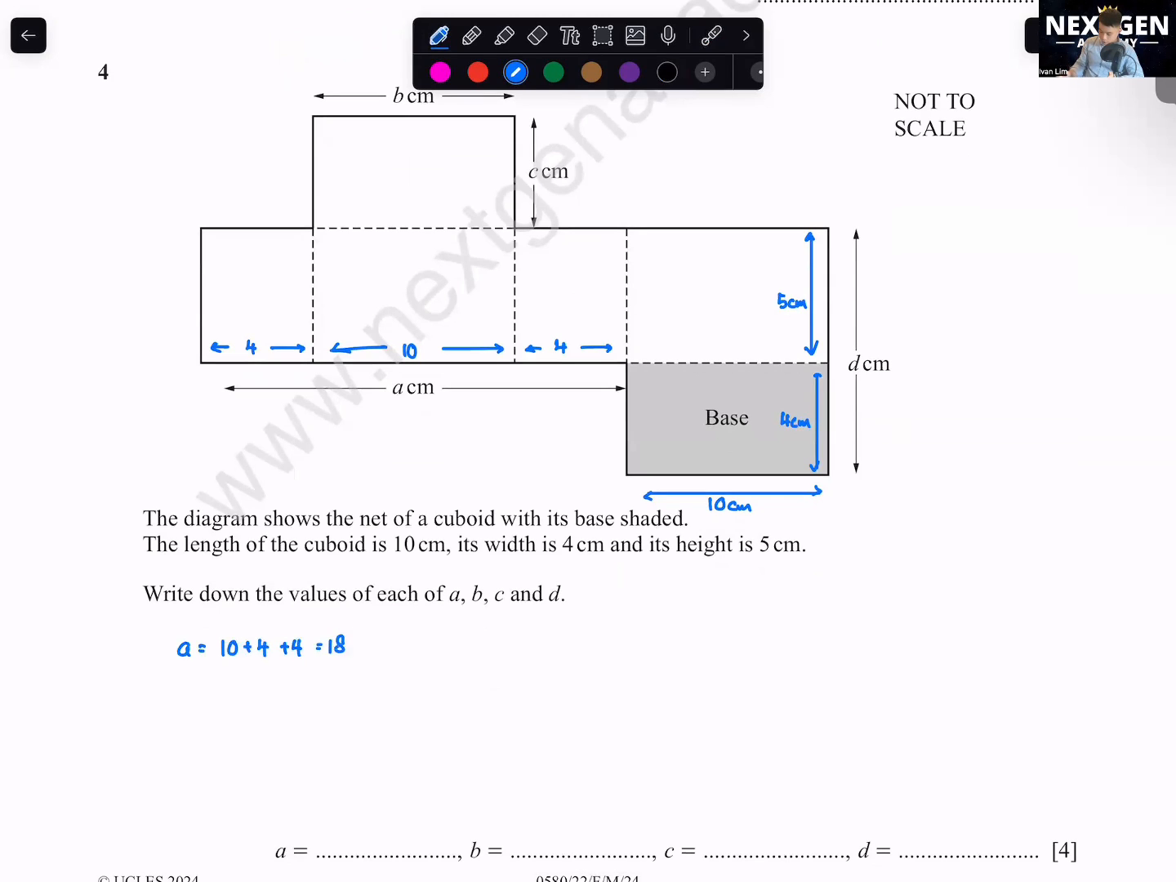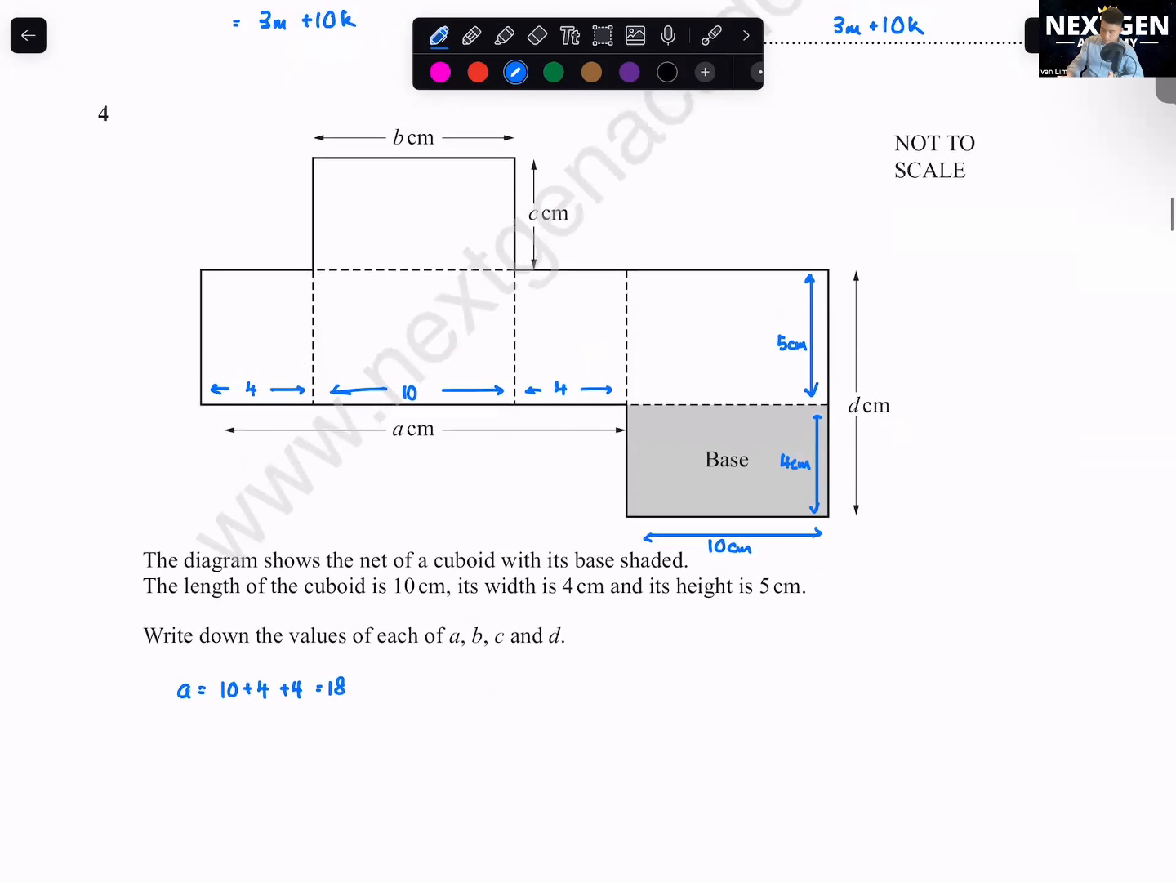Okay, second one. B. This one is quite obvious. B equals 10. C. What about this? C, how is it being folded? What is this value here? 5? Okay, everyone agree? Is this 5 or not? I want you to look at it carefully. Is it 5 for this part here?